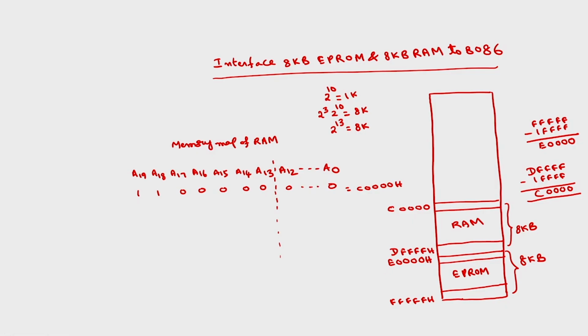You see, E0000, D0000 minus 1 is C0000. This is C0000H. Then the ending address will be DFFFFH. So this will be D, which is 13, 1101, F is 1111, and all ones. This is the address corresponding to DFFFFH.